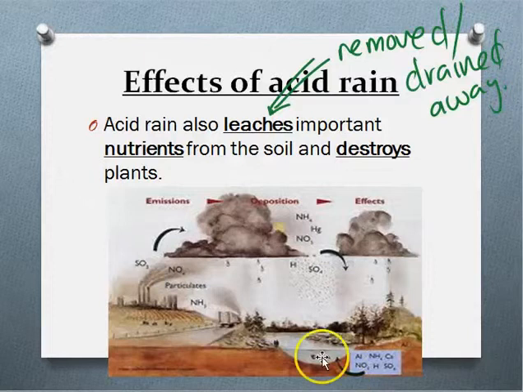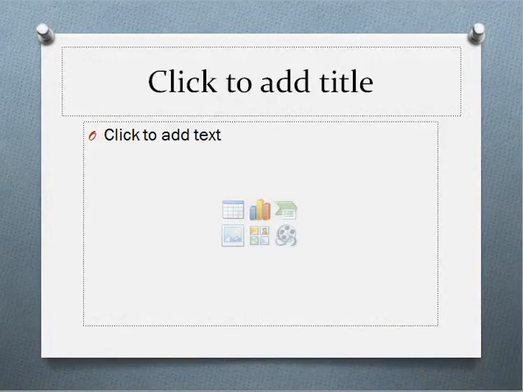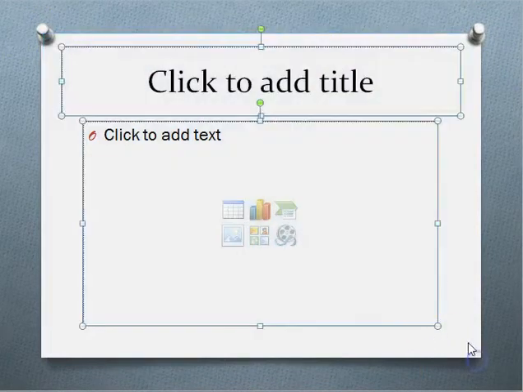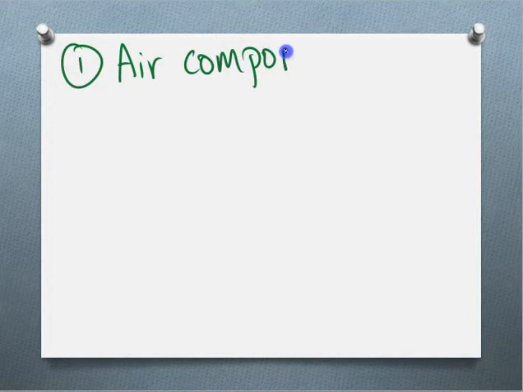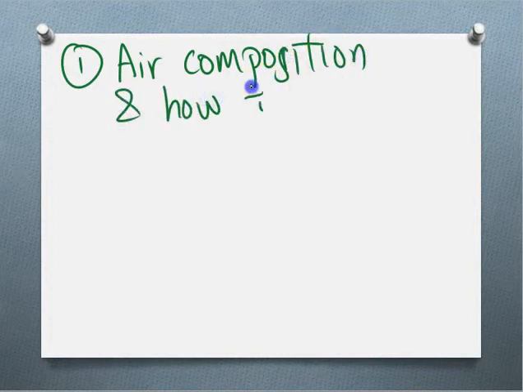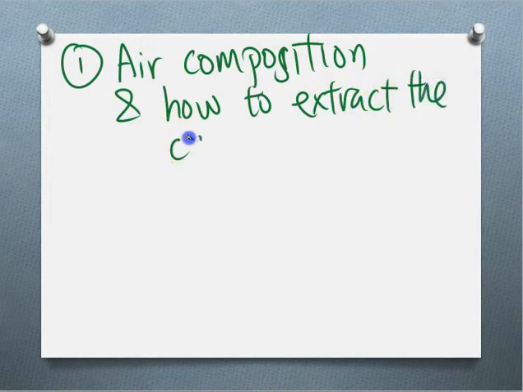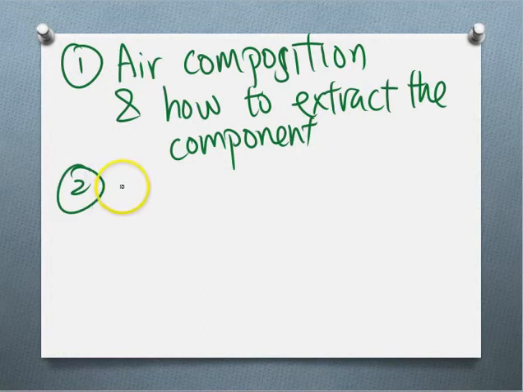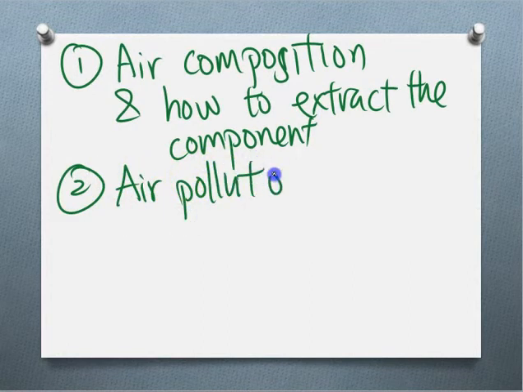So in summary, we talked about a few things. Firstly, we talked about air composition and how to extract its components. The next one that we talked about is air pollution: what are the different air pollutants, and the sources of it.